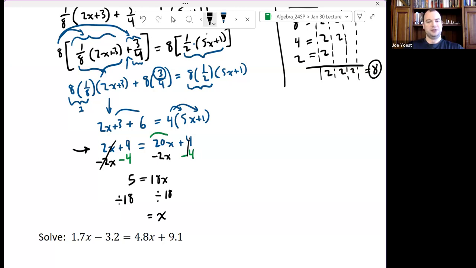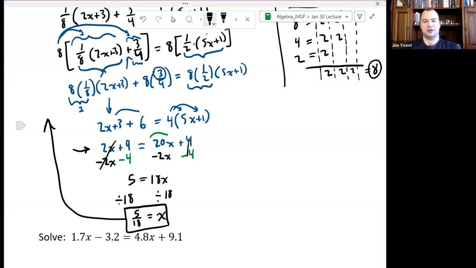On the right, 18x over 18 is just x. On the left, 5/18. And 18 is not a multiple of 5. 15 and 20 are multiples of 5, but not 18. So this is in lowest terms. And then I would plug back in, double check everything, and that's my answer. X equals 5/18.